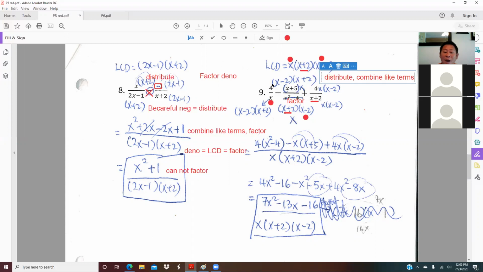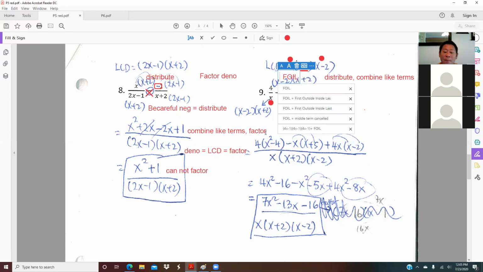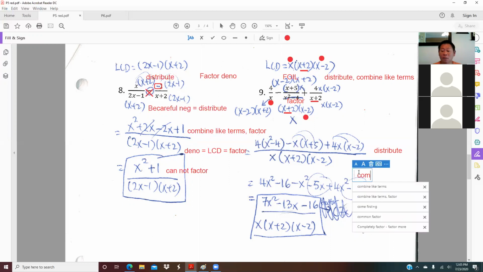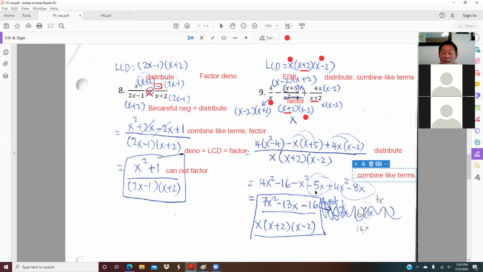So in this case, I FOIL the x minus 2 and x plus 2, which gives us x squared minus 4. And then I distribute the 4 inside. And then the same thing happens to my x, I distribute it. So in this case, I distribute my terms inside. And then once I distribute, I combine like terms. This is combining like terms. And then after that, we are left with 7x squared minus 13x minus 16.